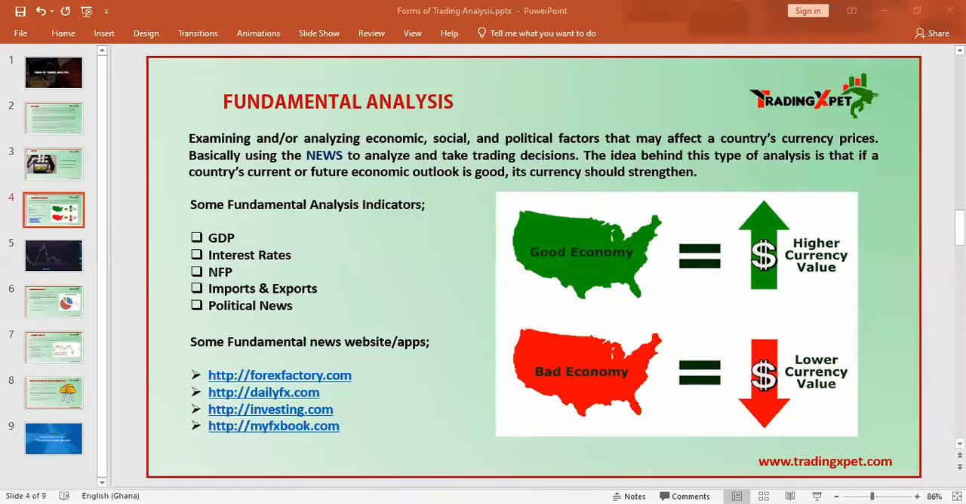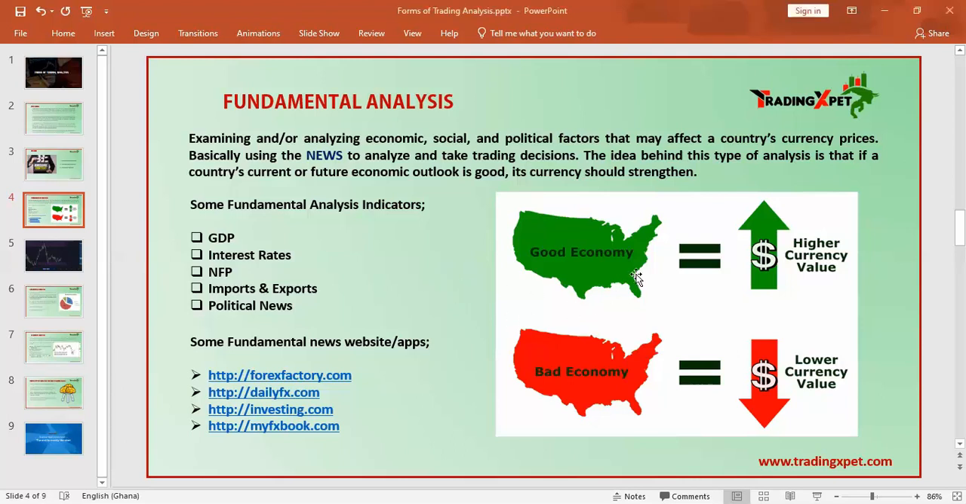So pairs like EUR/USD, AUD/USD, CAD/USD, USD/JPY, these are pairs that NFP affects. So that's that for NFP.